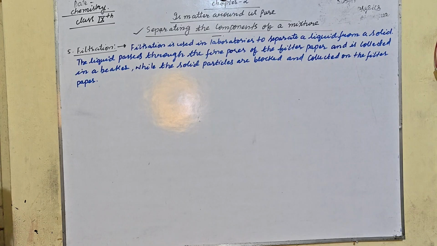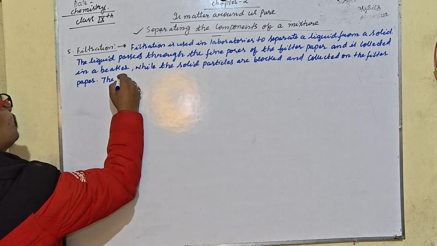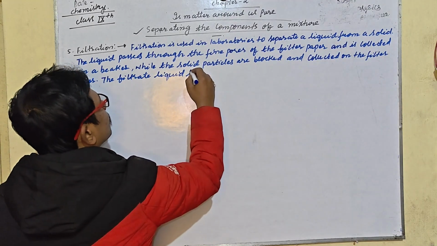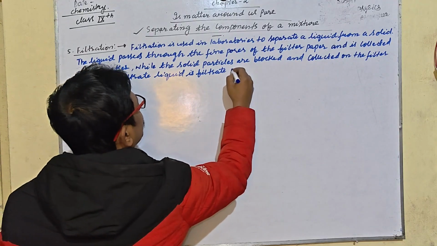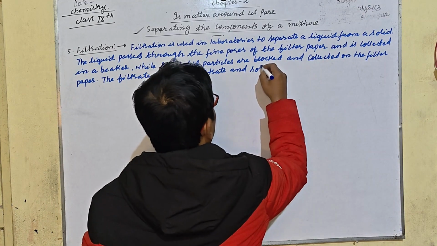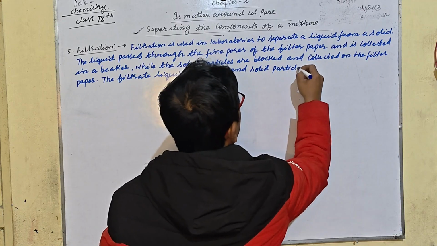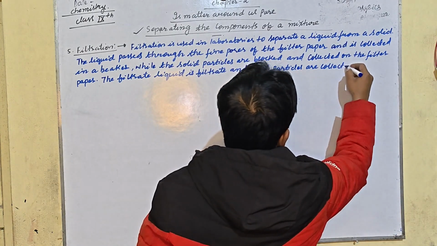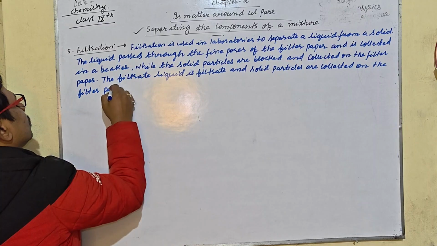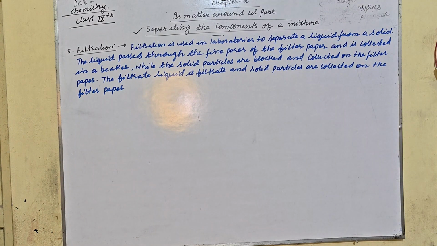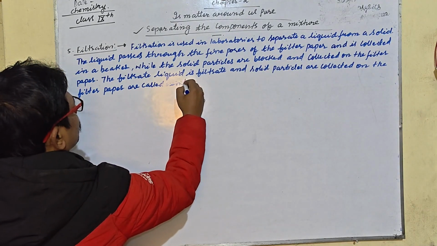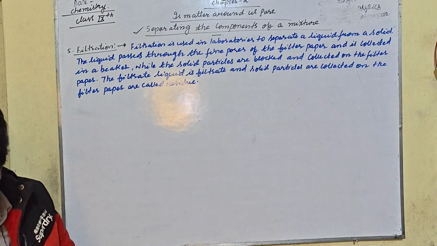The liquid collected is called the filtrate, and the solid particles collected on the filter paper are called residue.